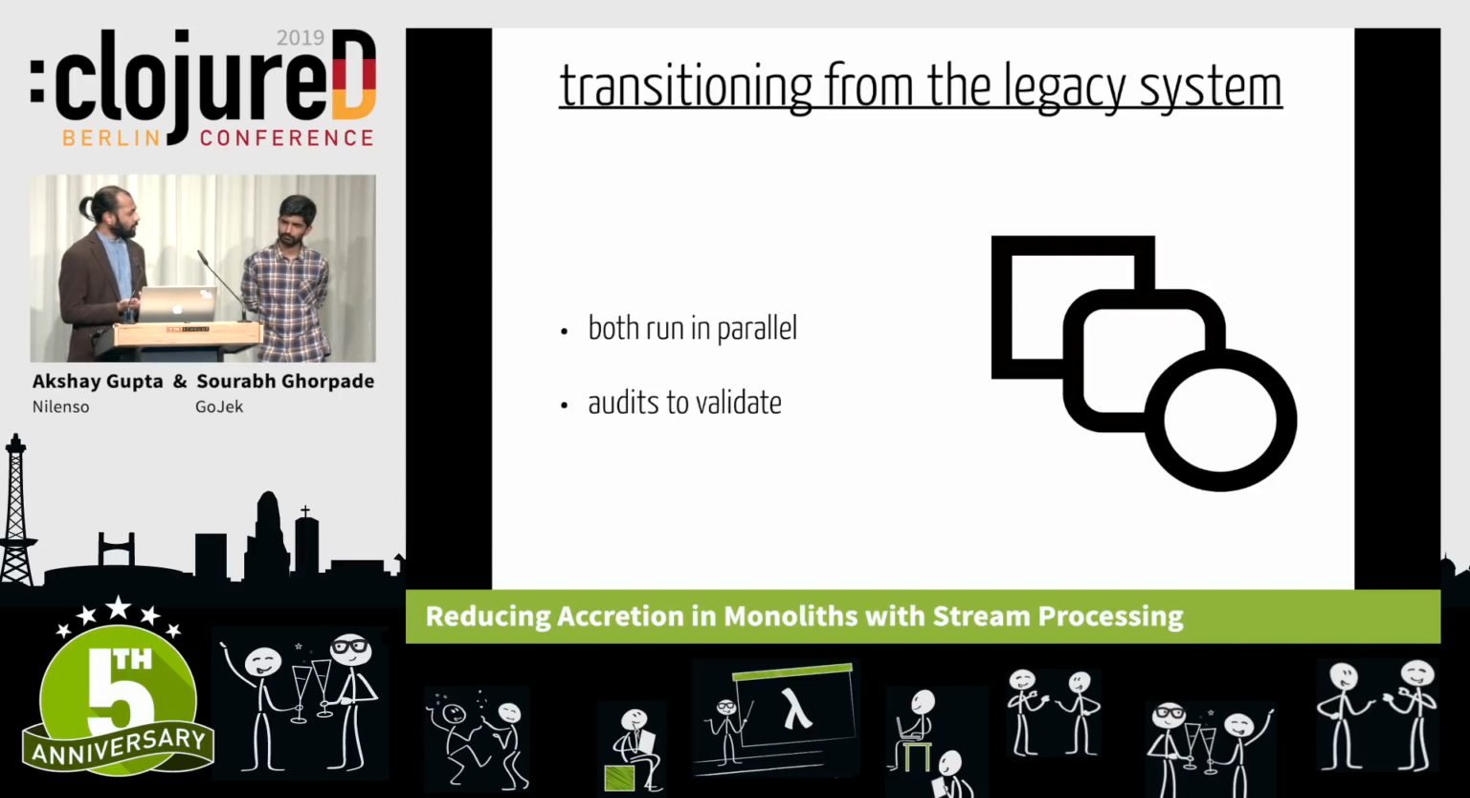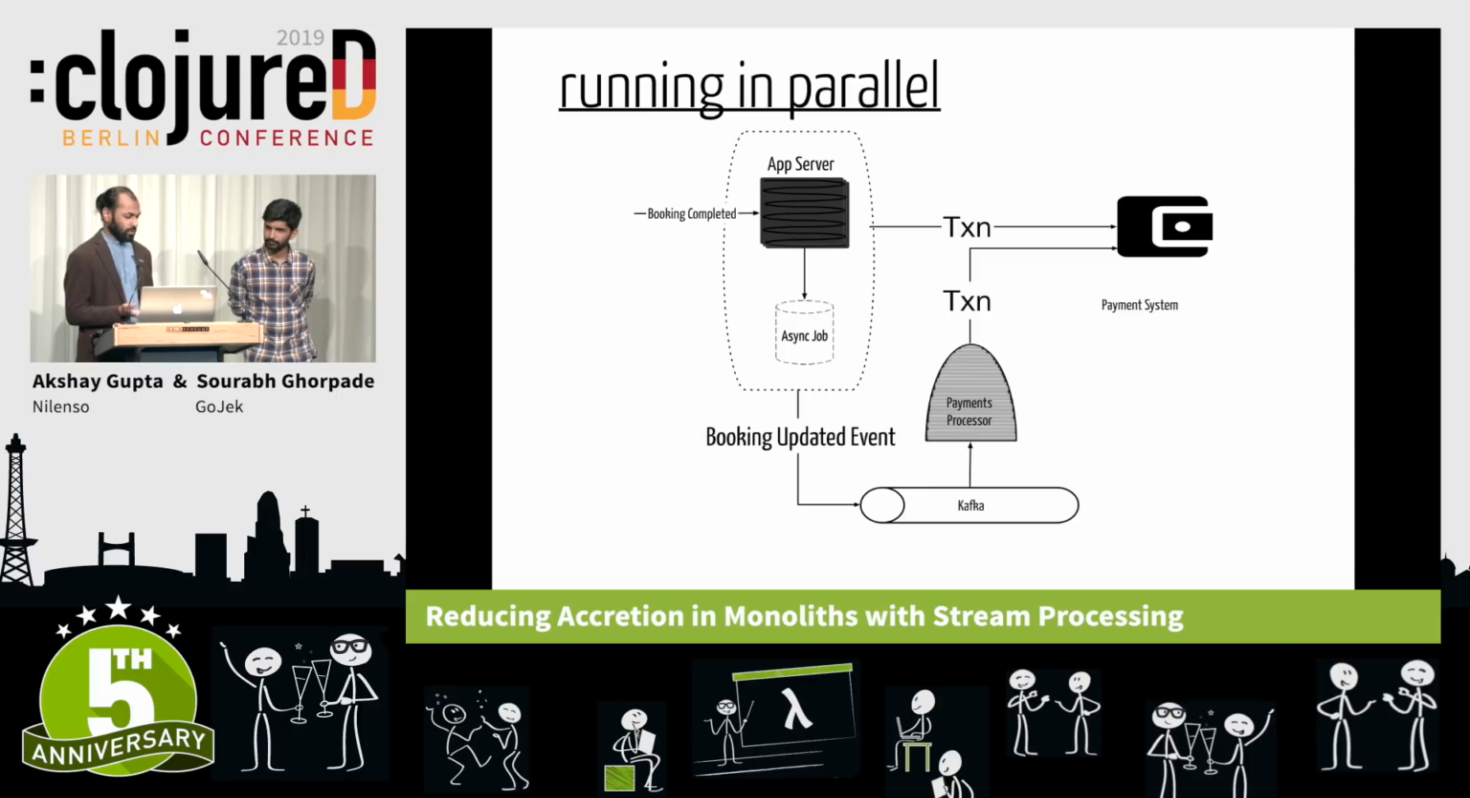However, we didn't actually just put this system into production directly. We ran both the systems in parallel. The reason we could do that is because the payments are inherently idempotent. So we ran them in parallel. We had audits checking whether the two things were doing the right thing. It looked like this, where we continued to send the transactions from the async job to the payment system, and we were also piping it to Kafka. And payments processor was doing the same thing.